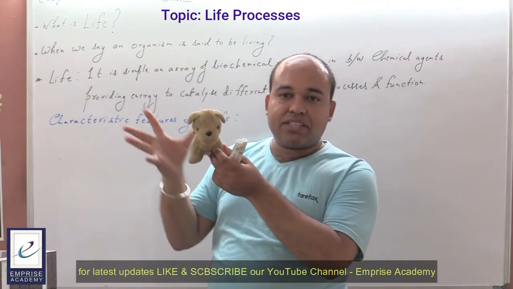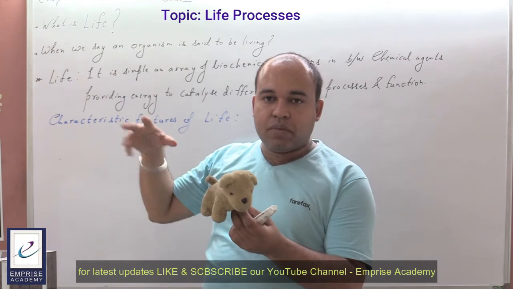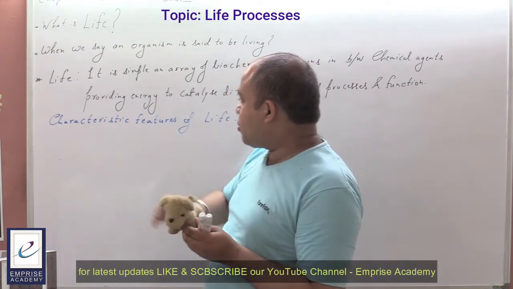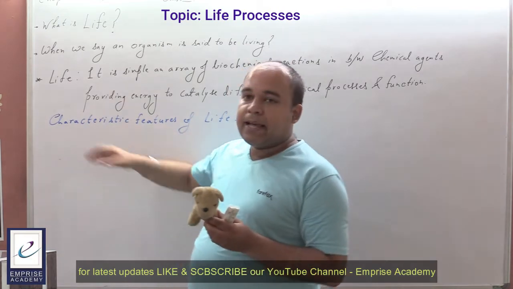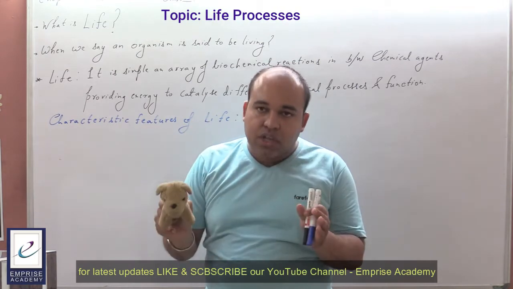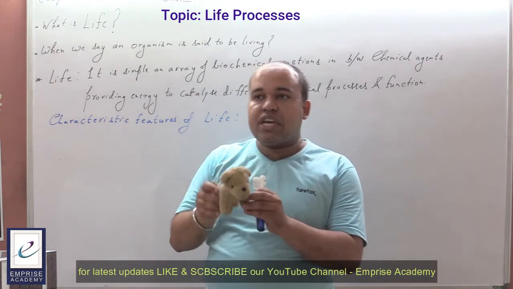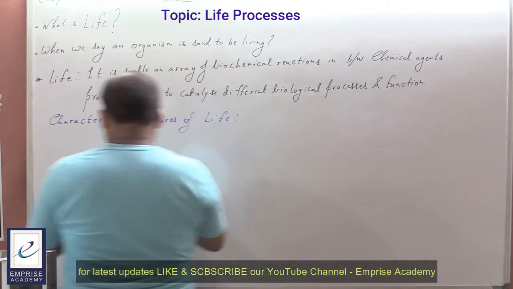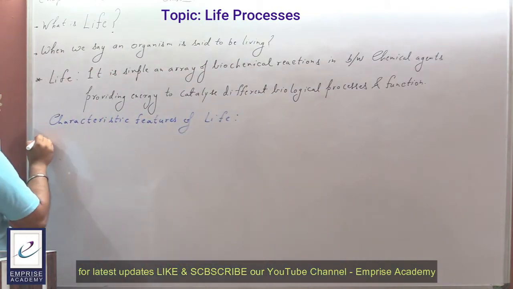You see that this is an animal, this animal is going to grow. So the first and most powerful association of the living characteristic is that these organisms have the capability for their own growth. That means the first characteristic feature of the living organism is growth.